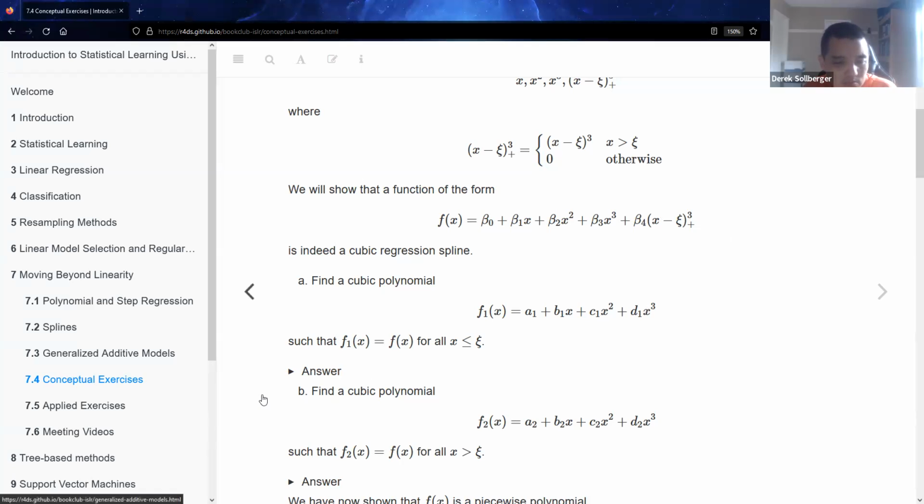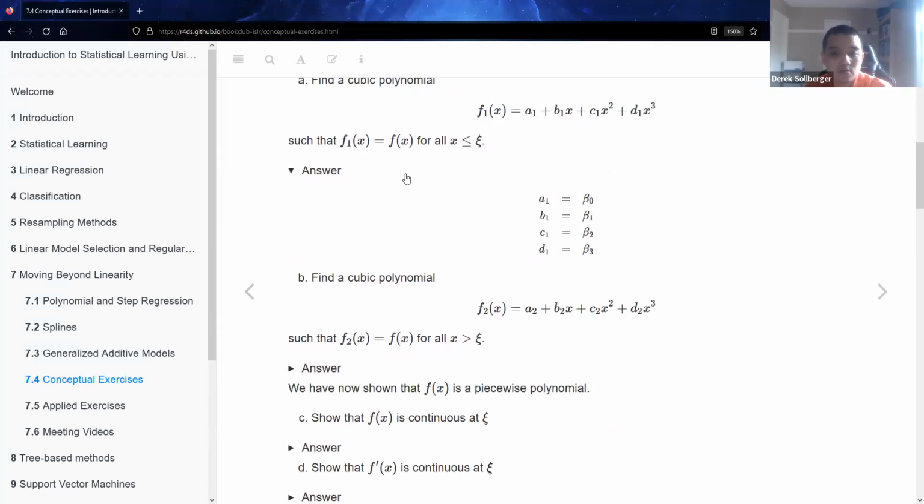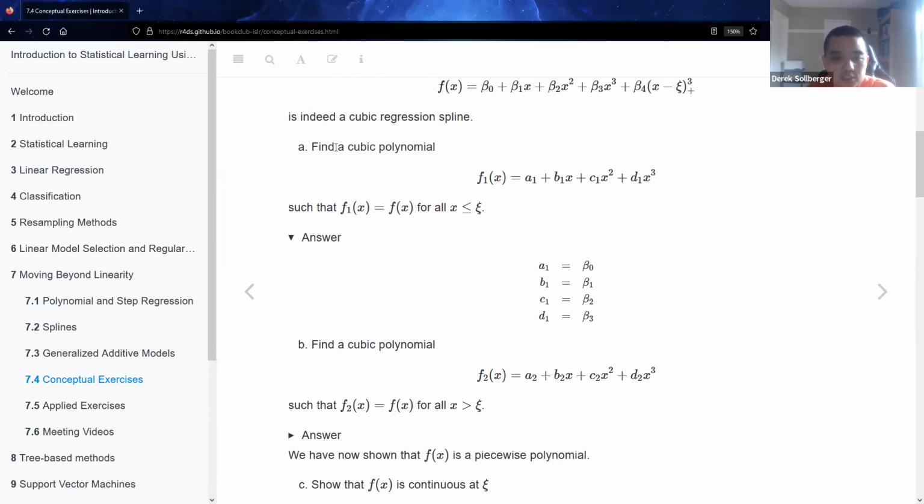Thanks to some code that I saw in another R4DS book club, I placed all the answers today in these drop-down menus that are simply convenient HTML code that I did not know about before. So for this particular exercise, we have a trivial answer that the a1, b1, c1, and d1 coefficients are the original betas.